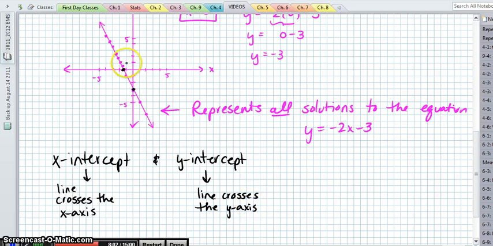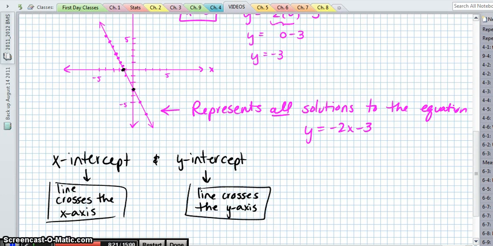If you knew both of those points, like I have here in black, could you graph this line? Absolutely. And sometimes, depending on the equation given, it might be really easy to figure the intercepts out. If you know what the intercepts are, you don't have to make a table of other values. You can just graph both of those, connect them, and voila, you have your line.